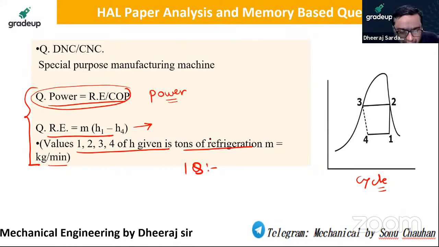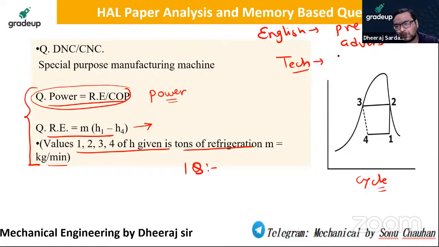So actually, I would like to add one more point. From English, there were some questions which were related to prepositions. They have asked questions from prepositions and from adverbs. These are the things they have asked from English as well. And if you see, the technical level was similar to the engineering services paper, which was priorly expected. We have already told about that.